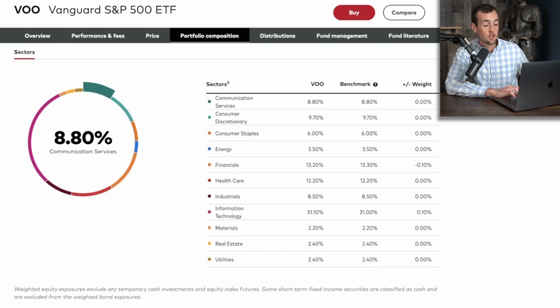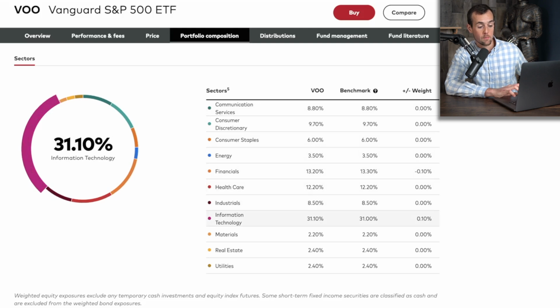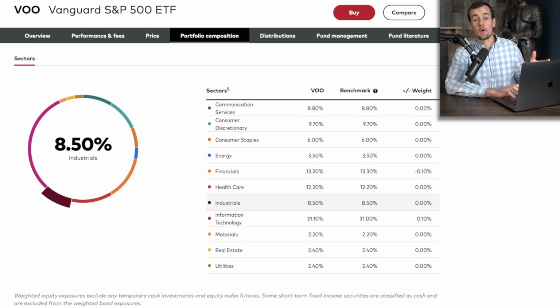If we take a look at this pie chart here, this is going to show you what percentage of your money goes into different sectors. For example, here, if we look at what's going to be the largest component, that's going to be information technologies, making up 31.1%. The next largest category here is going to be financials at 13.2%, followed by healthcare at 12.2%, and so forth. And based on whatever companies are the most valuable in today's economy, that is going to change these allocations in terms of what percentage of your money goes into these particular segments of the US economy.